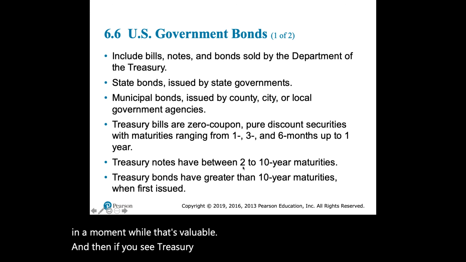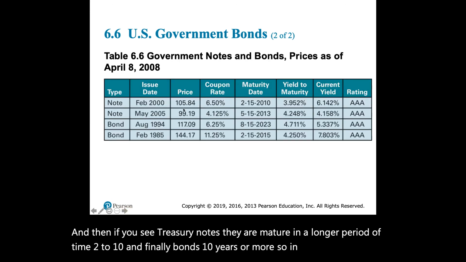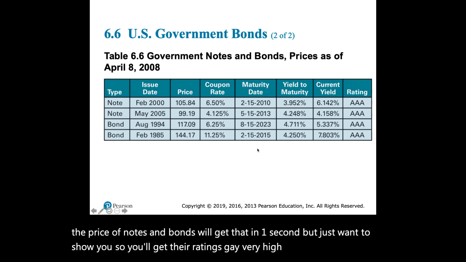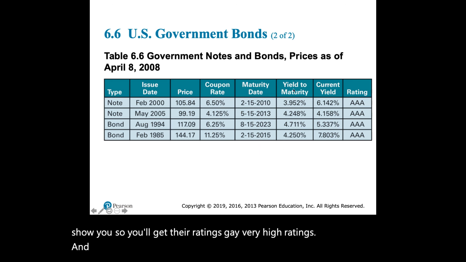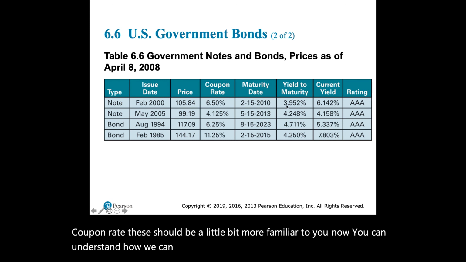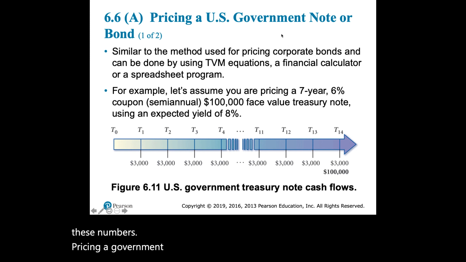So in terms of calculating the price of notes and bonds, we'll get to that in a second, but I just want to show you. You look at their ratings, very high ratings. And again, the date to maturity, yield to maturity, coupon rate, these should be a little bit more familiar to you now. You can understand how we can figure out our future or present values based off of these numbers.